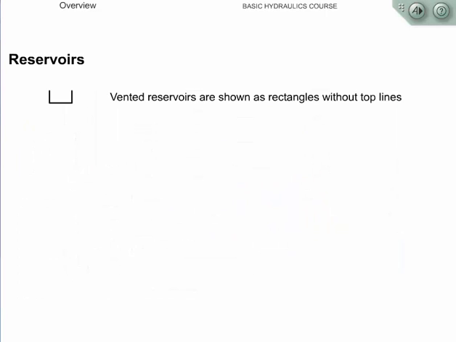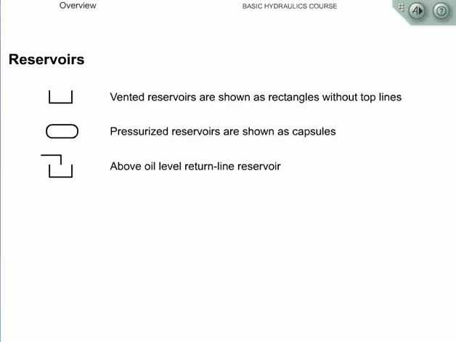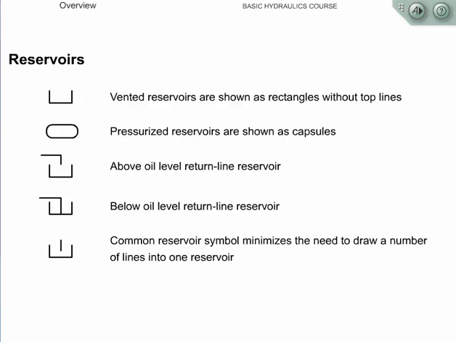Reservoirs. Reservoirs that are vented are shown as a rectangle with the top line omitted. Pressurized reservoirs are shown as a capsule. Reservoirs may have fluid lines terminating above or below the fluid level. The above oil level return line terminates at or slightly below the upright legs of the tank symbol. The below oil level return line touches the bottom of the tank symbol. A simplified symbol to represent the reservoir minimizes the need to draw a number of lines returning to the reservoir. A number of these in the same circuit will represent a common reservoir. These symbols have the same function as the ground symbol in electric circuits.